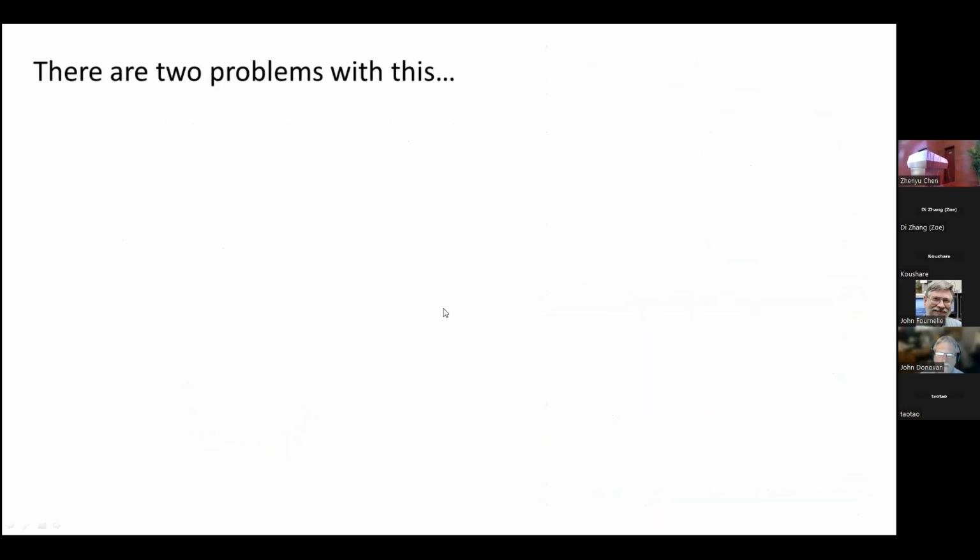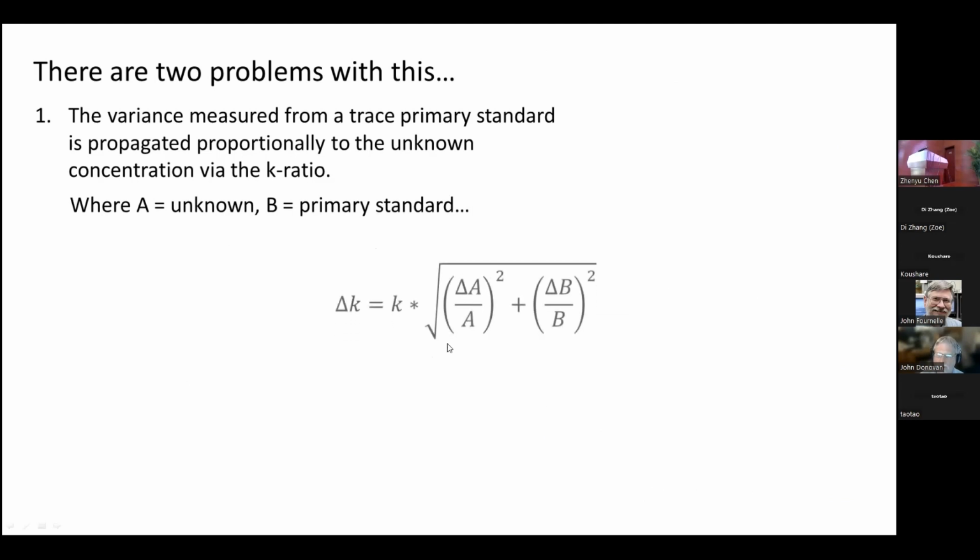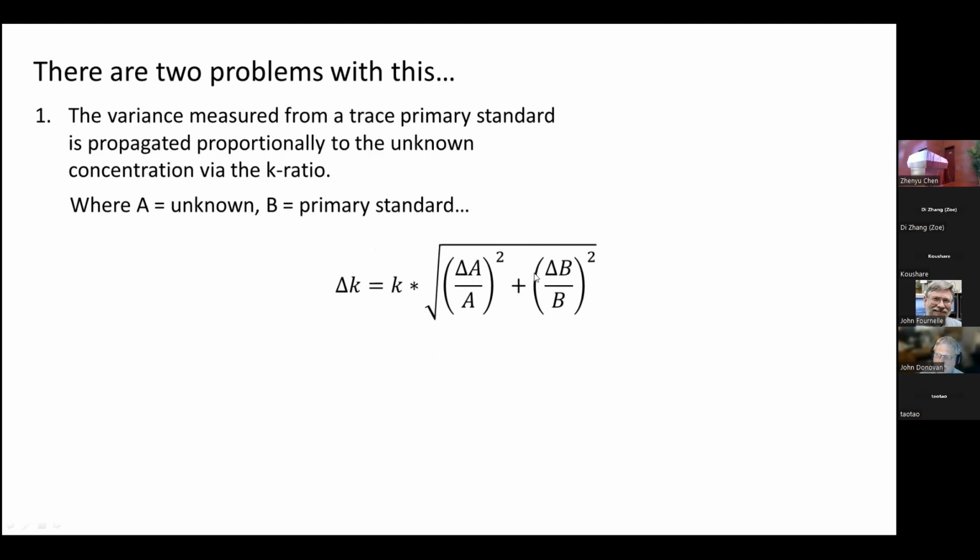A couple of things. For one thing, the variance from the measured primary standard is propagated proportionally to the unknown concentration via the K ratio. So if you have a K ratio where A is the unknown and B is the primary standard, then the total variance adds in quadrature normalized to the intensity. Now we can't do anything about the secondary intensity of the unknown, because that's what we're measuring. But we can certainly do something about the standard we're using. And if B is a small number, then it's going to amplify the effect of our variance on our resulting K ratio after we perform the division.